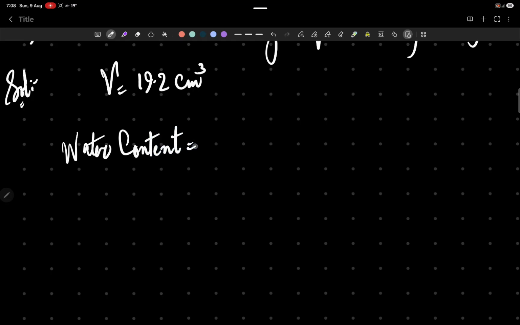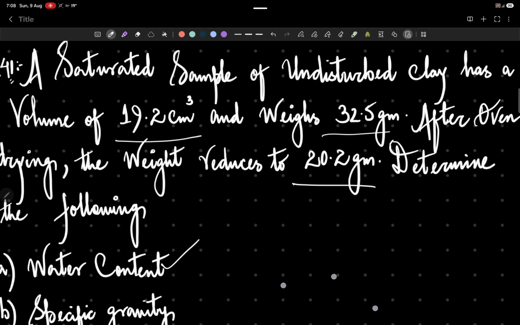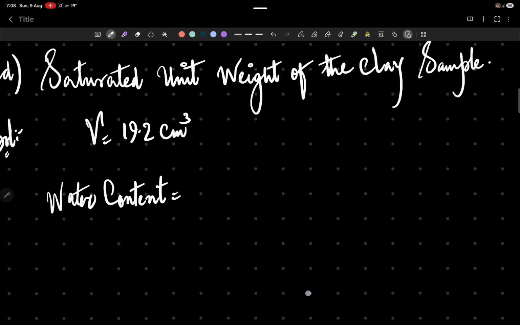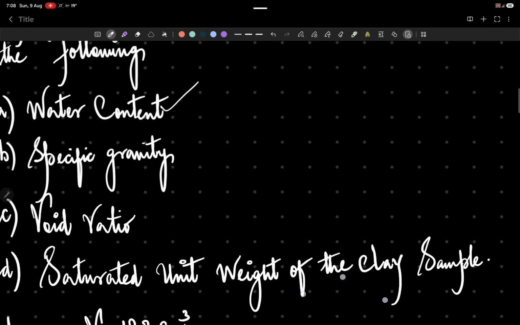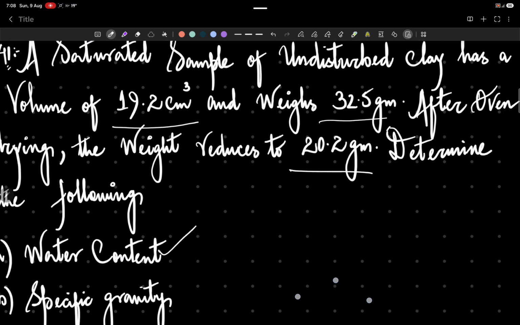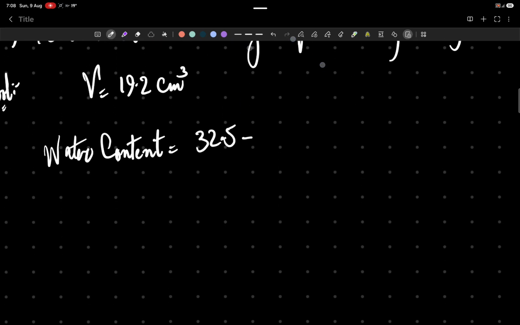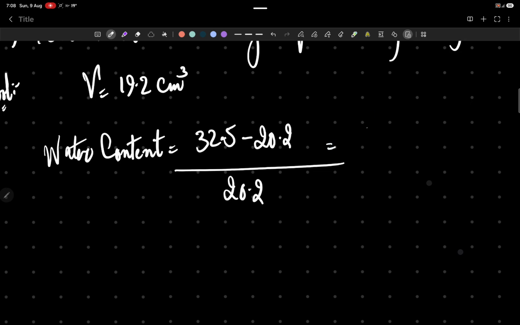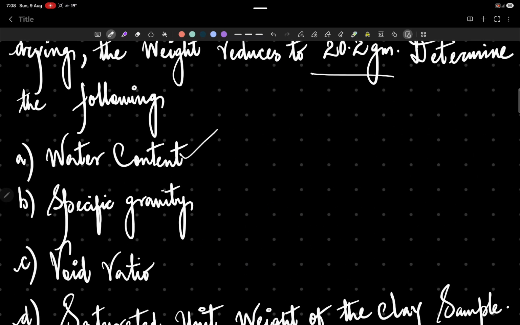water content, mass of the clay before drying 32.5 grams, mass after oven drying is how much? It is 20.2 grams. Water content is the water mass divided by 20.2. By calculations, water content is equal to 60.89%. So the first part is complete. We have found the water content, which is equal to 60.89%.